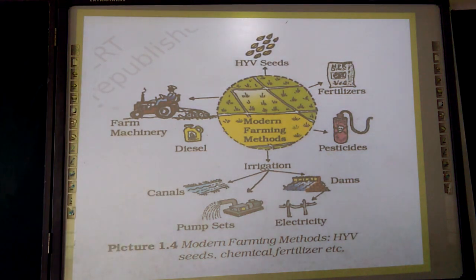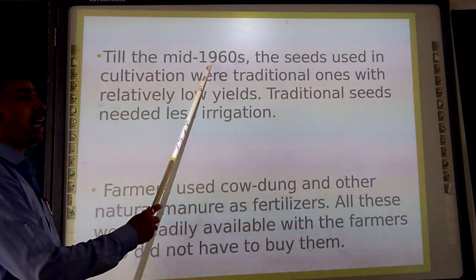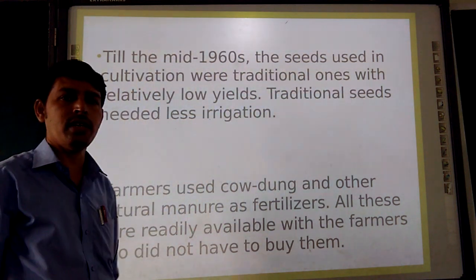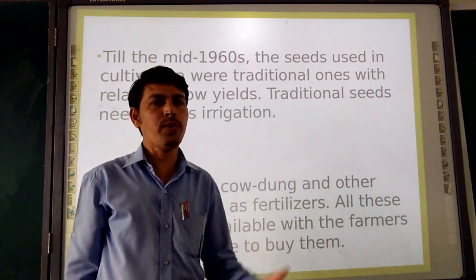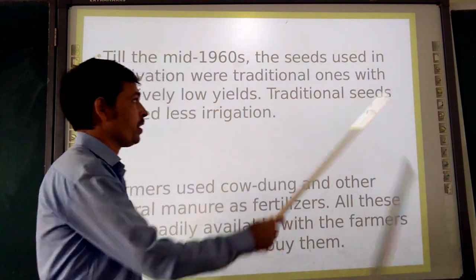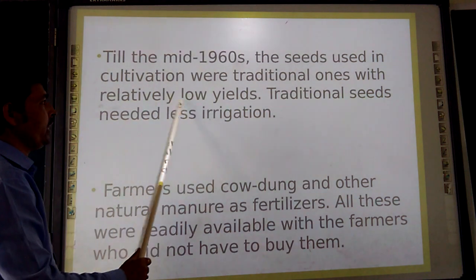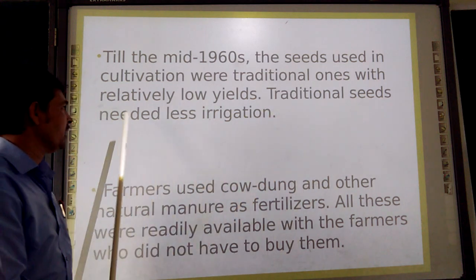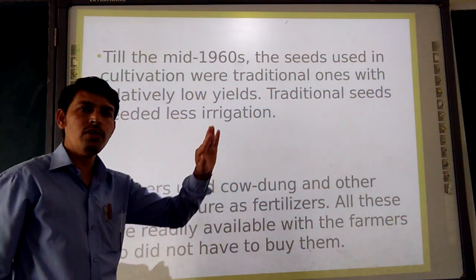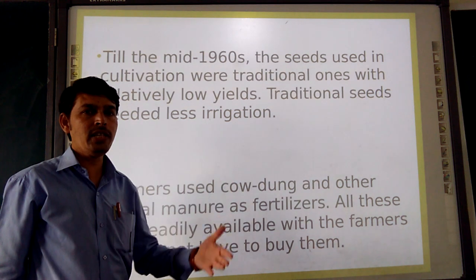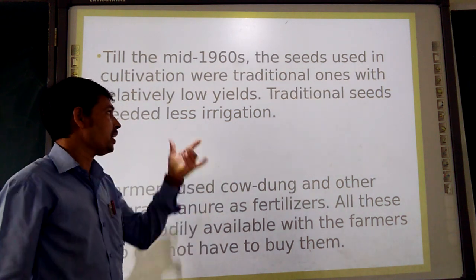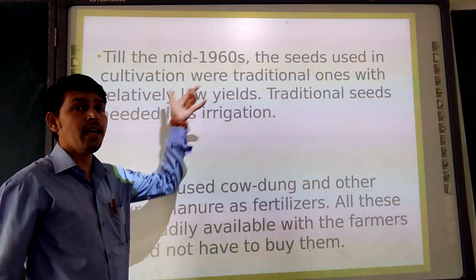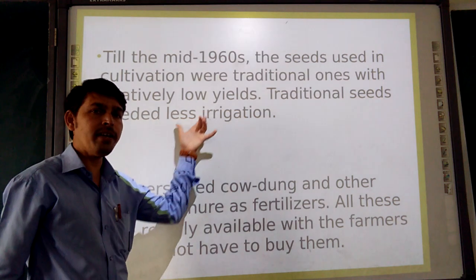Next, till the mid 1960s, the seeds used in cultivation were traditional in nature. Homemade seeds were used in the agriculture field, ones with relatively low yield. Traditional seeds need less irrigation, so it is going to be opposite with the HYV seeds. They are giving a higher yield, but they require more irrigation.